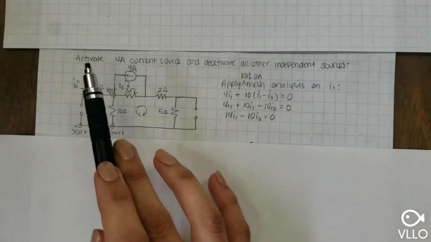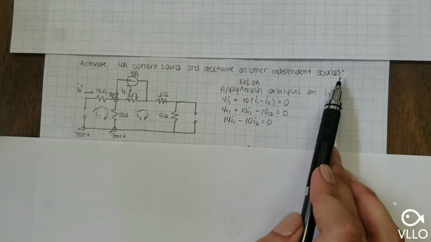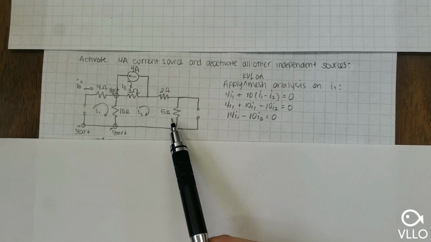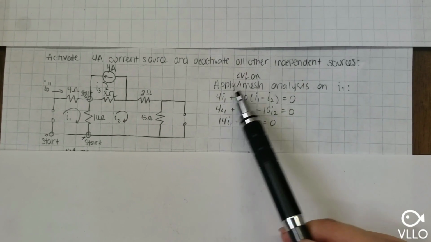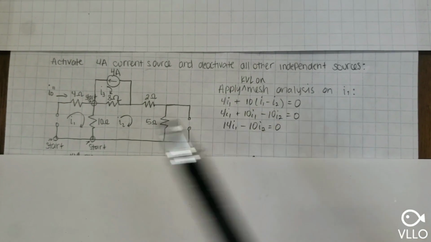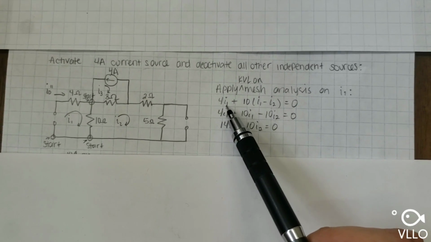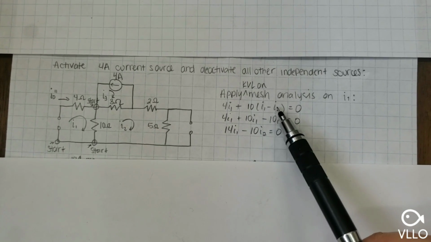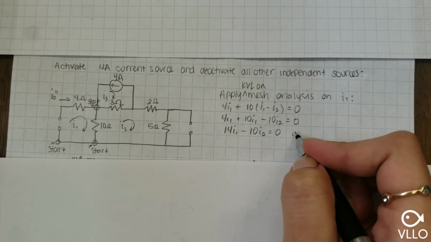So now we're going to activate the 4 amp current source and deactivate all other independent sources. So this is our equivalent circuit. Once we do that, we have 3 different meshes. So we're going to apply KVL on mesh 1, and that would be this one here. Our starting point would be here, so it would be 4I1 plus 10 parentheses I1 minus I2, which equals 0. From that we get equation 1.